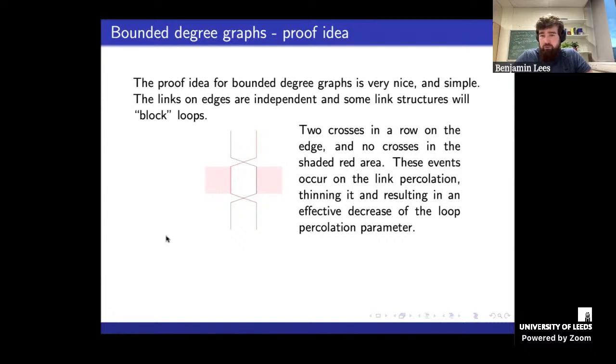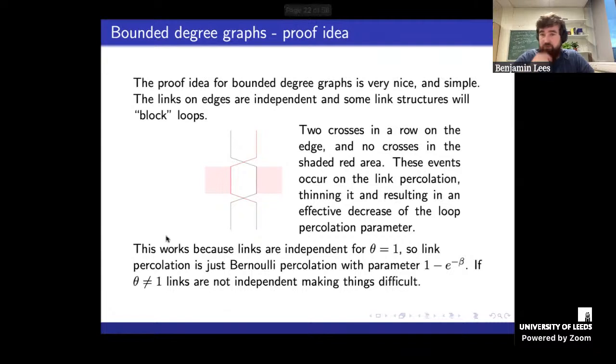So this leads to an effective decrease. It's like thinning the underlying link percolation, so it decreases the effective beta. And this is basically all we need for the proof, once we've got our handle on several details. But the idea is this, it's a very simple and very nice thing.